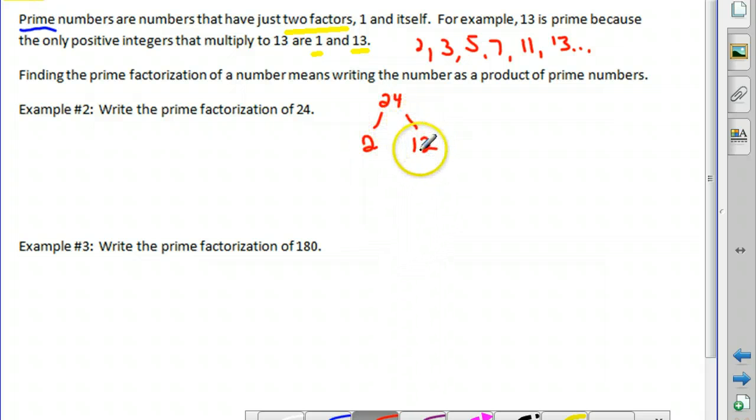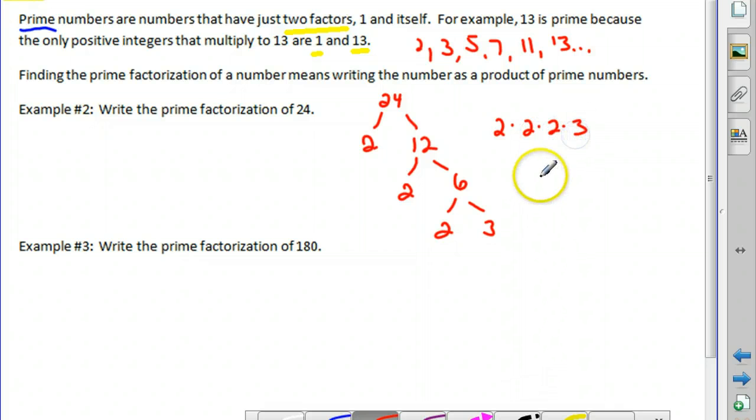of our tree. But we can break 12 down even further. Since 12 is even, it can be thought of as 2 times 6, and we can break 6 down even further. It can be thought of as 2 times 3. So the prime factorization of 24 we could say is 2 times 2 times 2 times 3, or if we wanted to use exponents, we could say 2 to the 3rd power times 3.